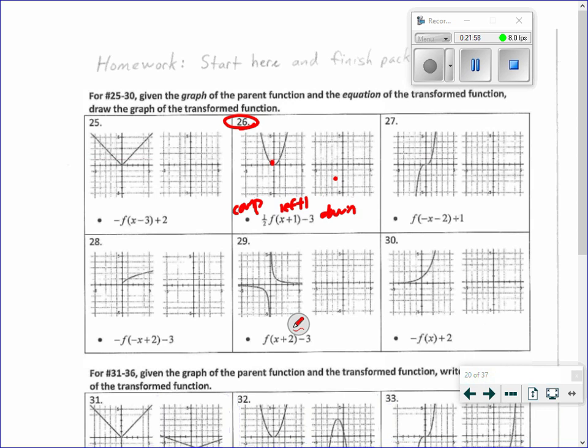Thinking about this quadratic, to get to your next points, when there's no transformation, you went up 1 and then over 1 in both directions. So if I'm compressing by 1/2, I'm going to go up 1 and then over how many? 2. Good. So I'm going to go up 1 over 1.